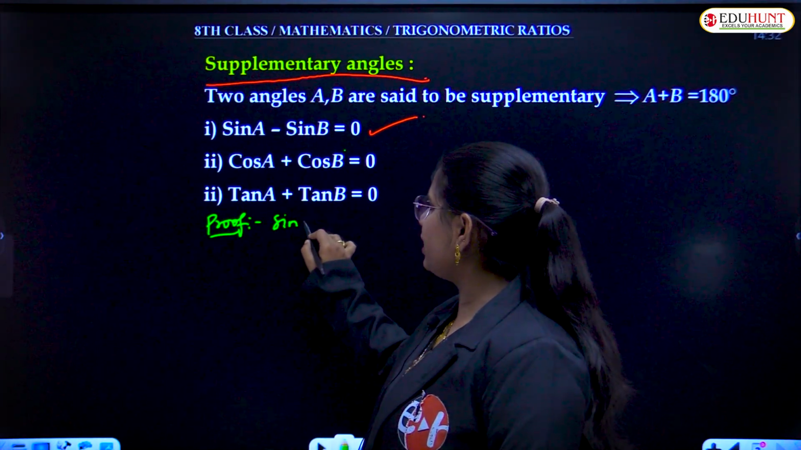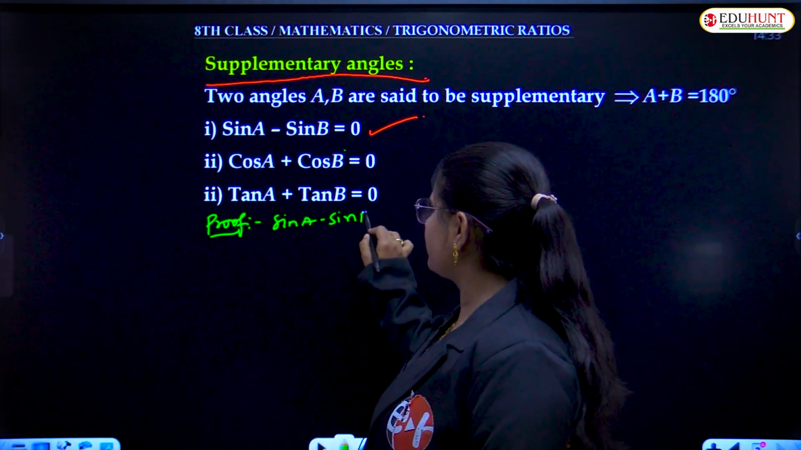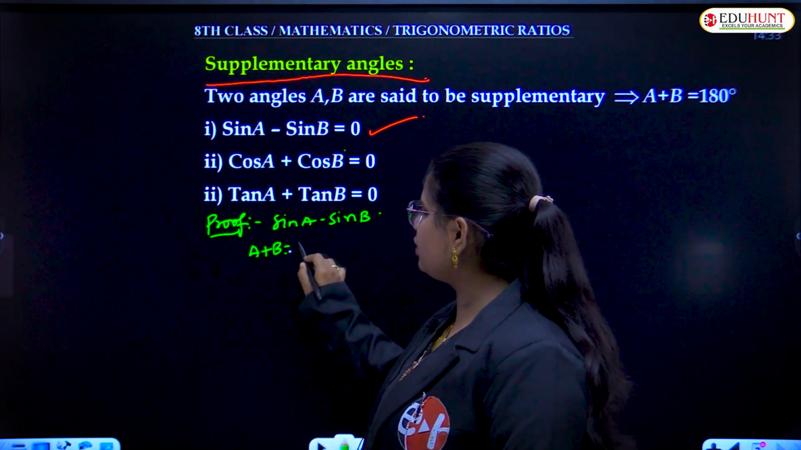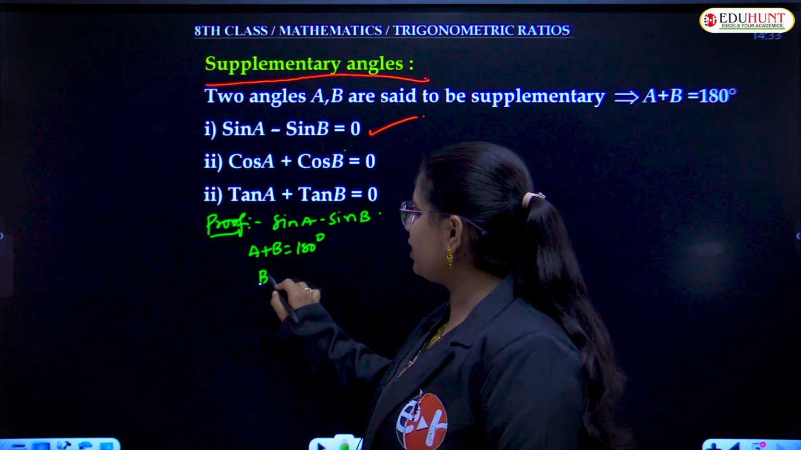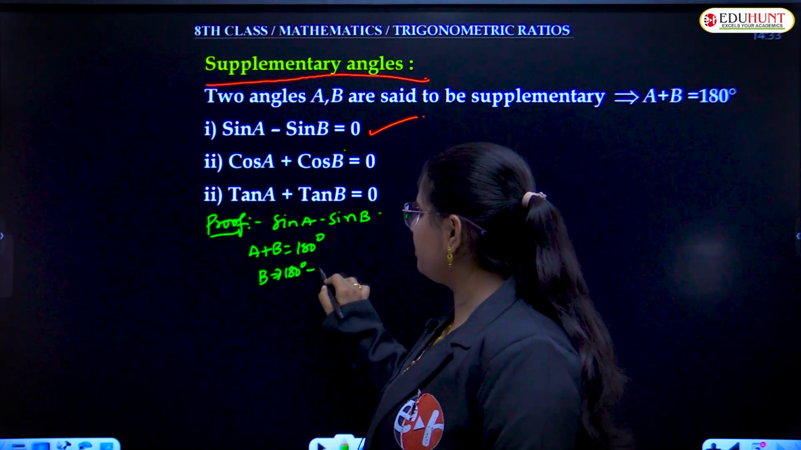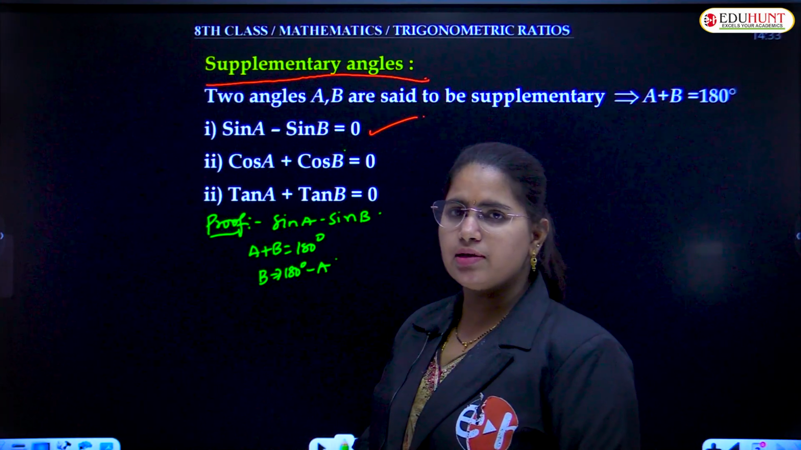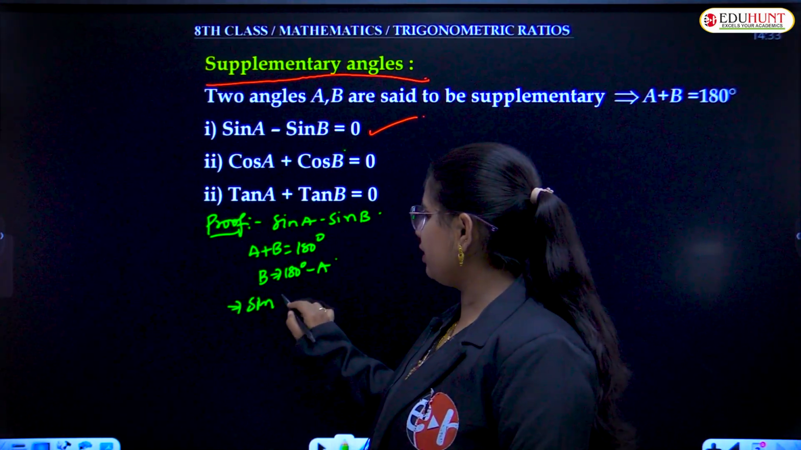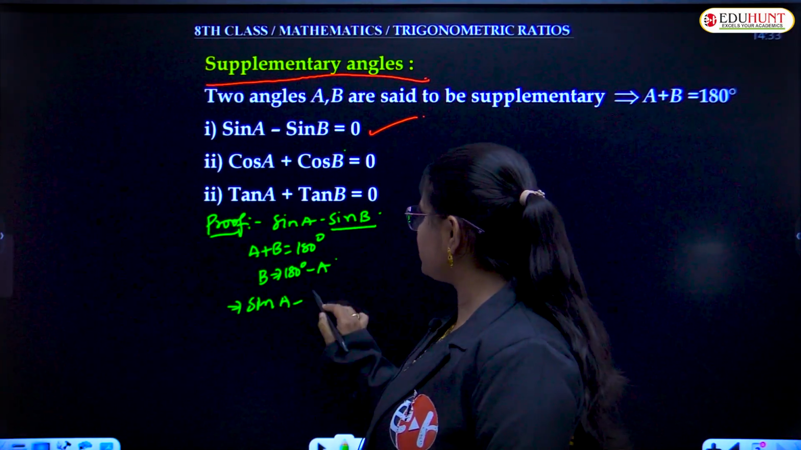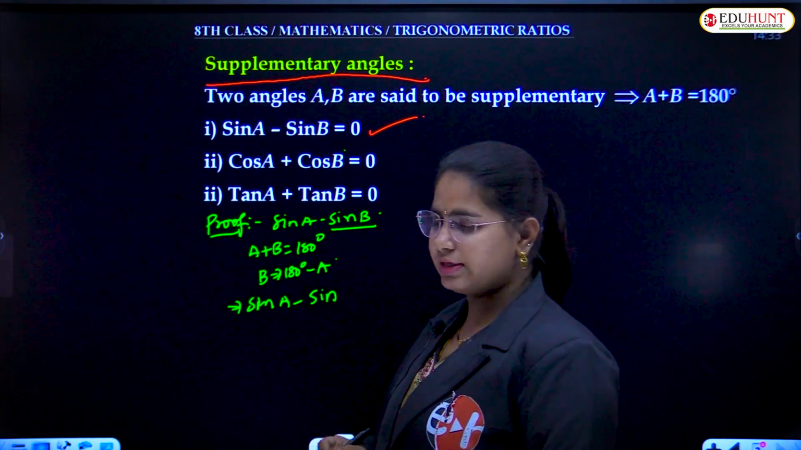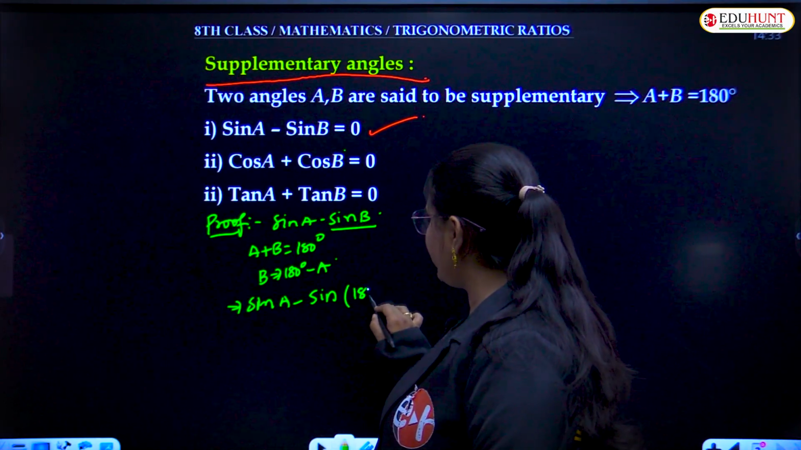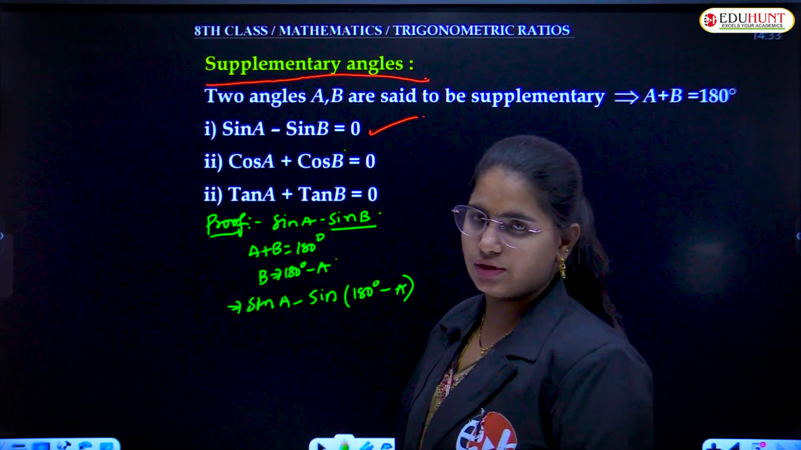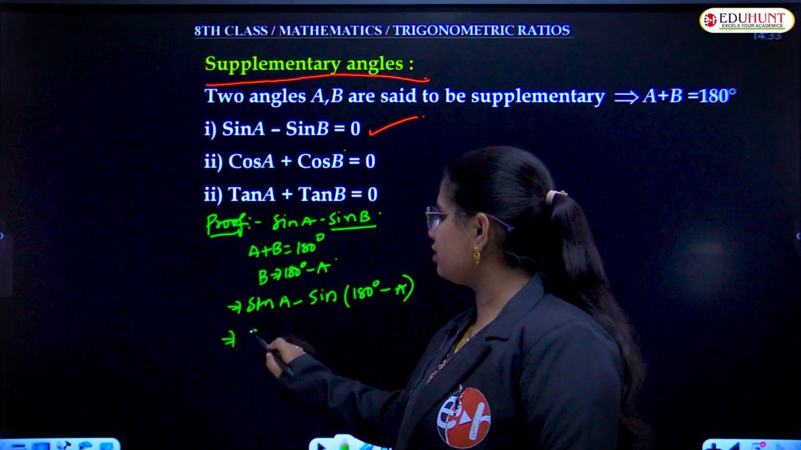Consider sine A minus sine B. As usual, we have A plus B is equal to 180 degrees, and B I can write in the form of 180 degrees minus A. So I just substitute here: sine A minus, in the place of sine B, I will write sine of bracket open, 180 degrees minus A. Understood?